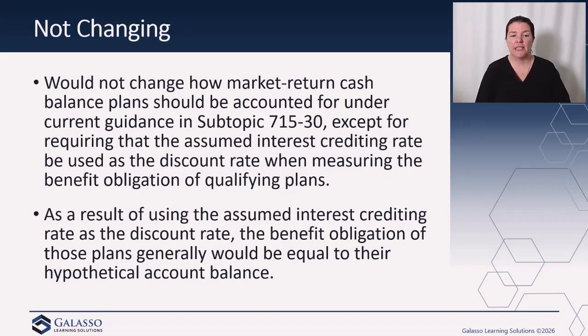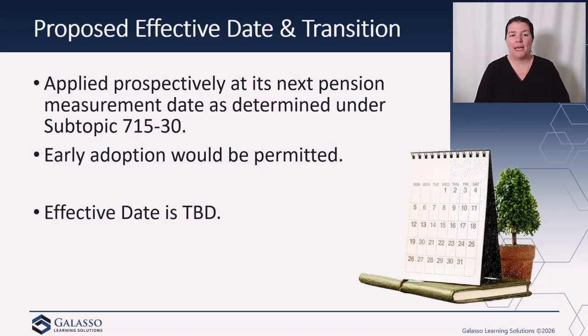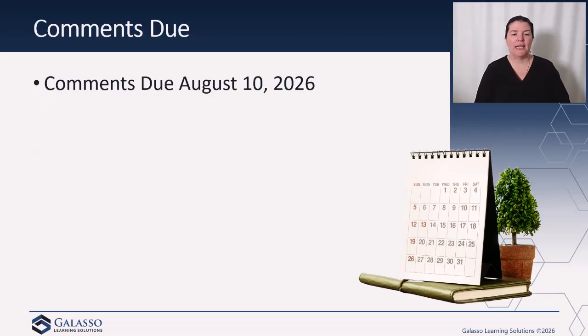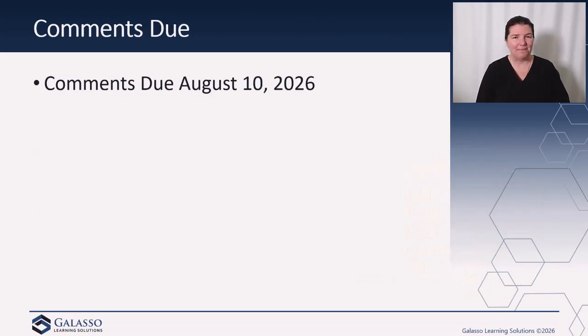So as a result, with the assumed interest credit rating as the discount rate, the benefit obligation of the plans would be equal to their hypothetical account balance. This would be applied prospectively at its next pension measurement date based on 715-30. They would allow early adoption. They have not made a decision yet. The board is going to consider the effective date after they look at stakeholder feedback. So your comments are important. Comments are due August 10th.